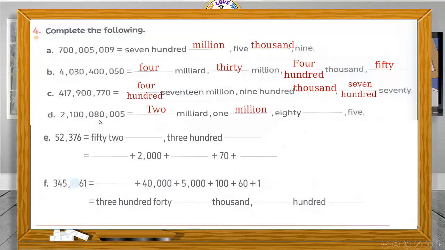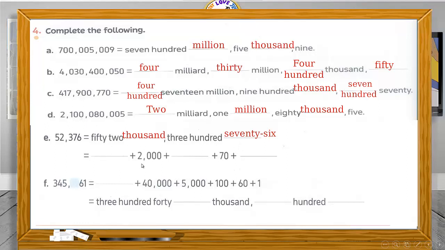Next place or next period we have 80,000. 80 what? 1,000. 5. Next number 52. 52 what? 52 in which period? In second period. 52,000. Write word 1,000. 376. 376. And you can write the same number in expanded form.